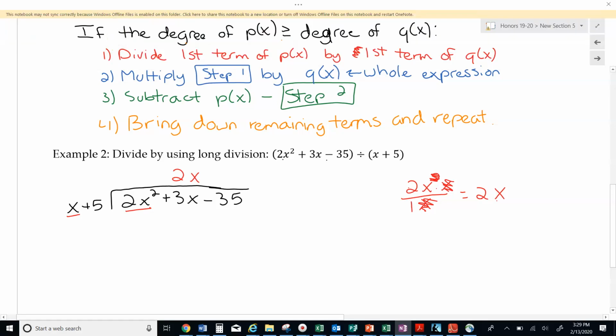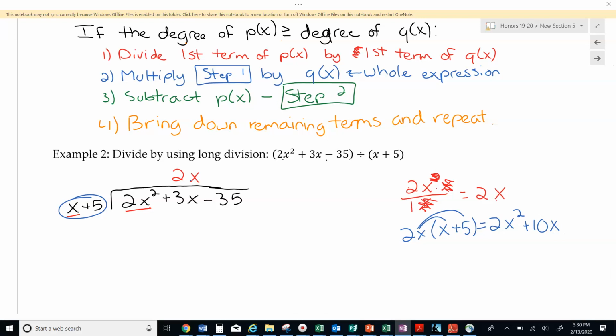My next step is to multiply what I just got in step 1, this 2x, by all of this thing. Okay, so I have to do 2x times x plus 5. Well, that's 2x squared plus 10x. Again, lining everything up. My x squared goes under my x squared, plus 10x goes under my 3x.